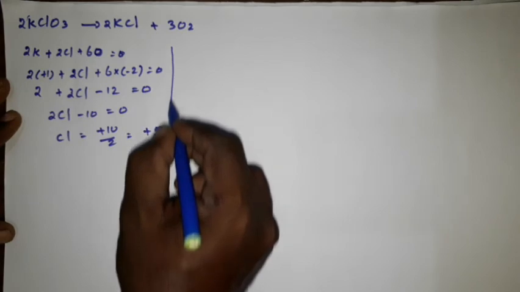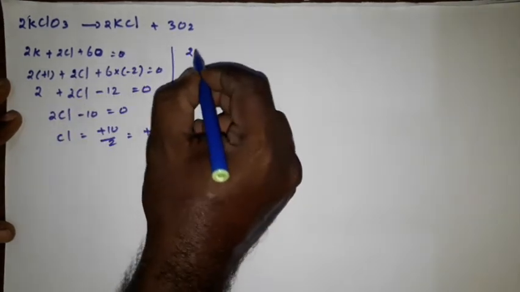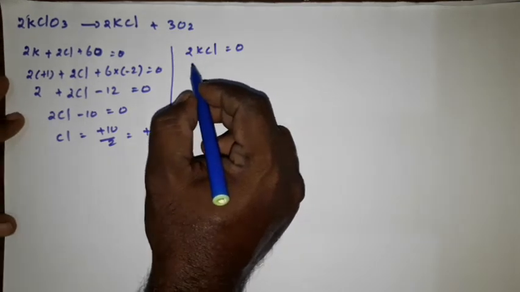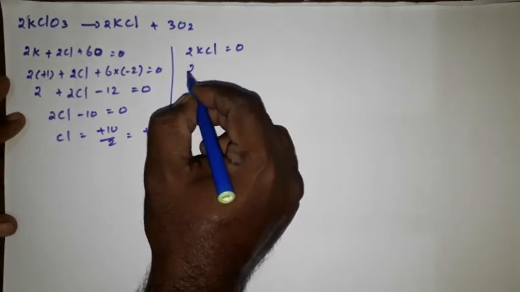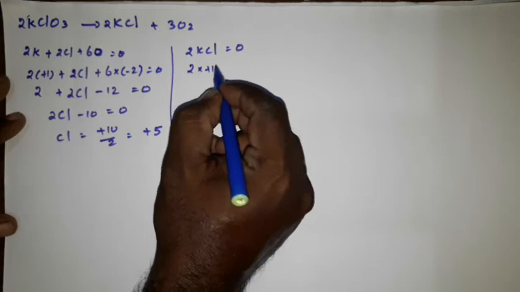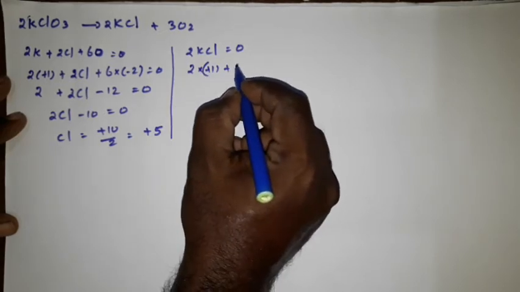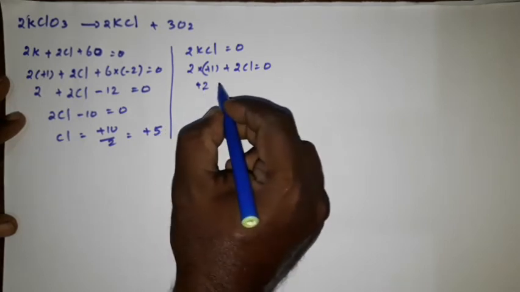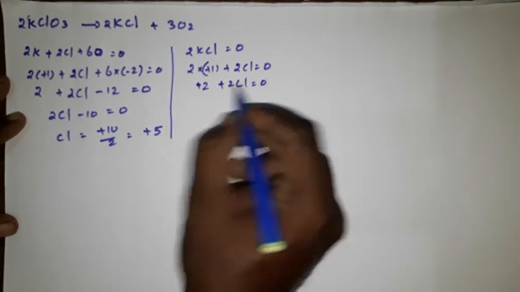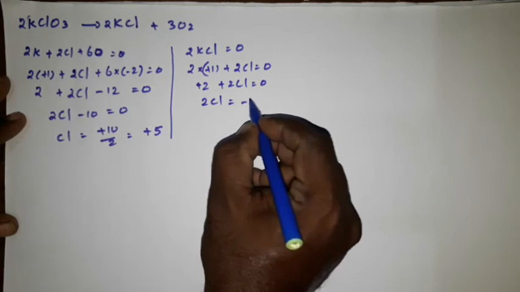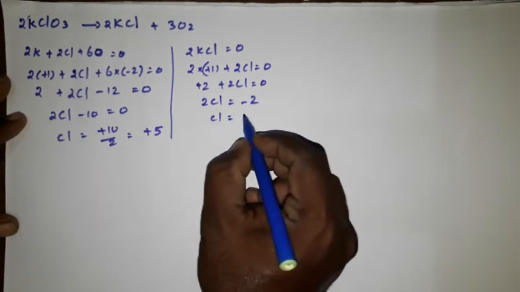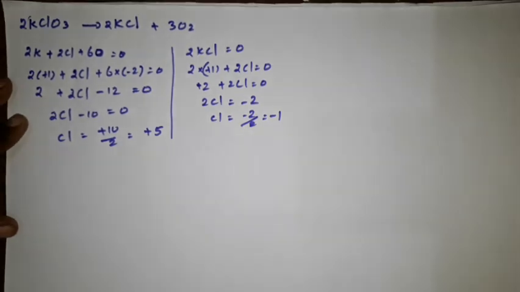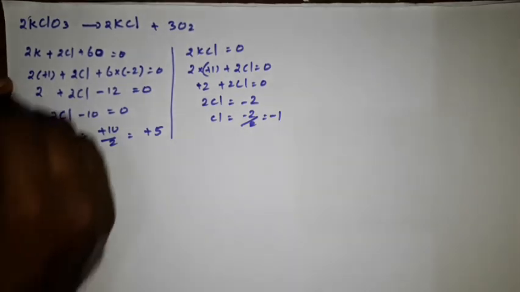Same way, here 2 KCl is 0. You know that potassium is always plus 1, so 2 into plus 1, and Cl you are going to calculate: 2 plus 2Cl equal to 0, 2Cl equal to minus 2, Cl equal to minus 2 by 2 equal to minus 1. Clear?